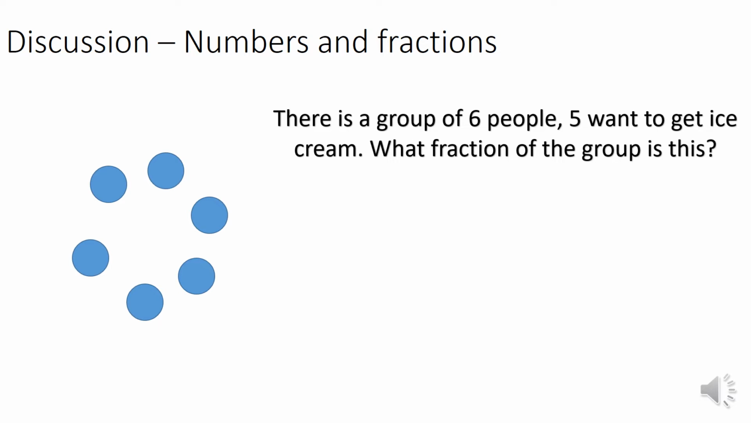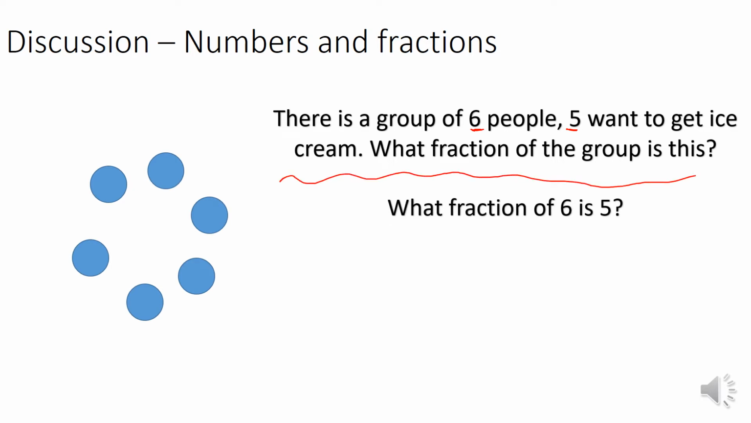Okay, so slightly different now. There's a group of 6 people and 5 of them want to go and get ice cream. The question: what fraction of the group is this? Again, quite a wordy question, so let's condense it down a little bit. What fraction of 6 is 5? So we've got 5 out of the 6 in the group, so we've got 5 out of 6.